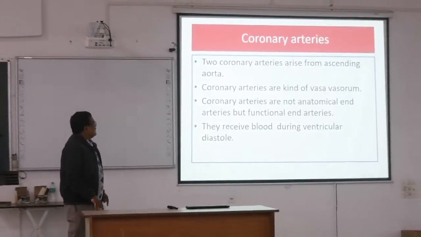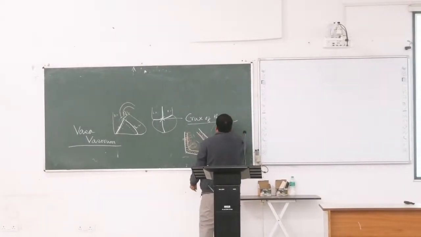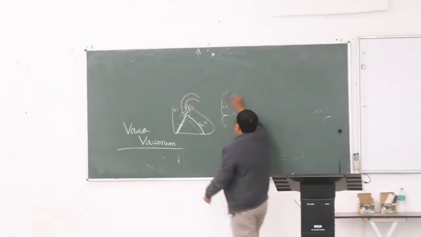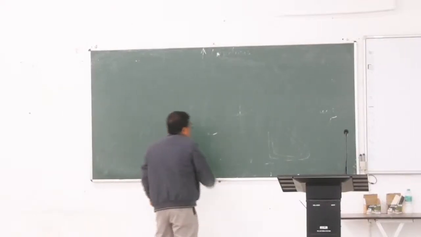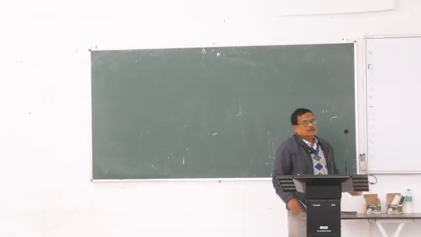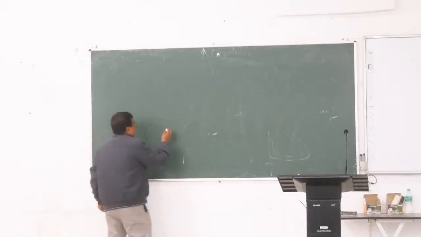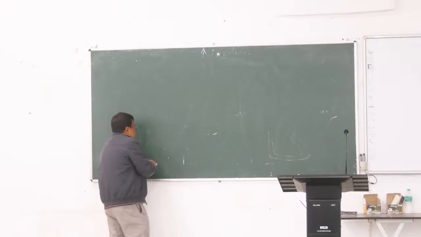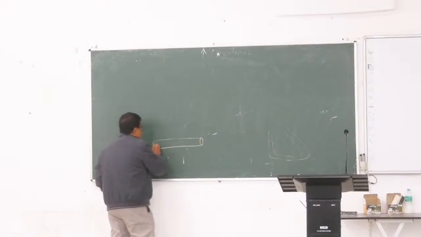Coronary arteries are not anatomical end arteries but functional end arteries. Barbar ami bolechi. Ki byapar? What is end artery? Abar repeat korchi. আবার রিপিট করছি আমি। Suppose this is the artery, this is the main artery, and this is the tissue.